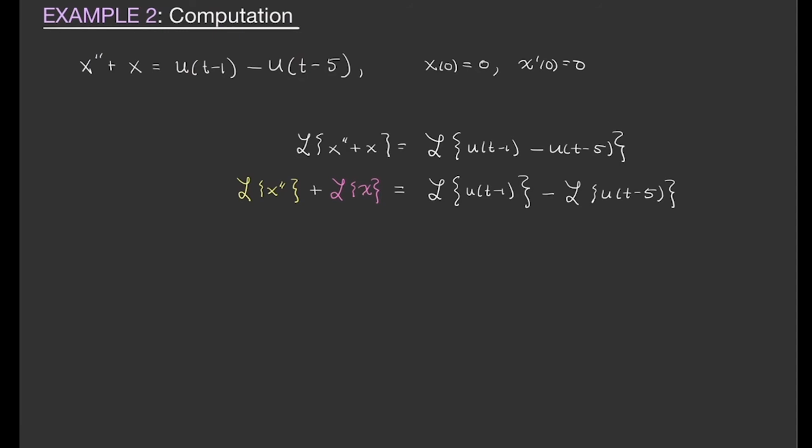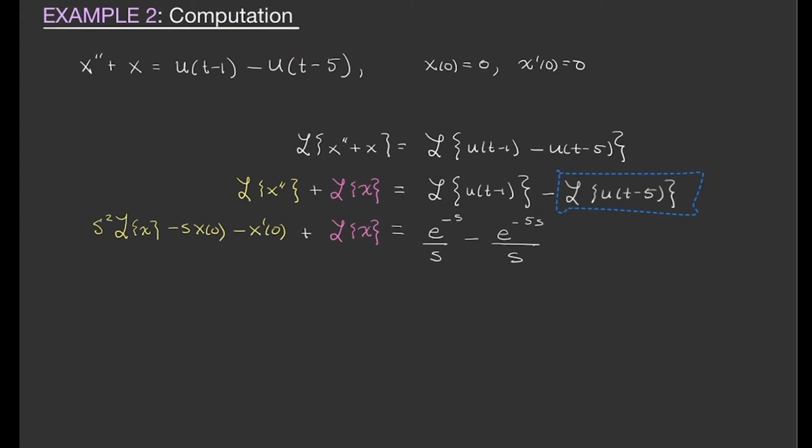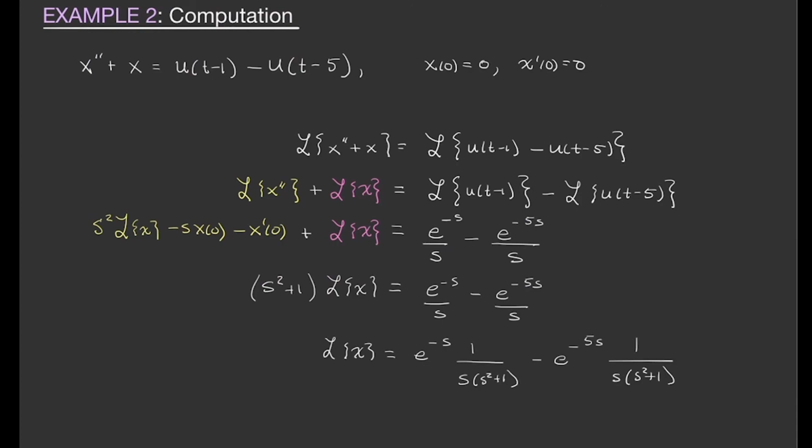Now, making the appropriate replacements, we'll get that the Laplace transform of u(t minus 1) is this, using the Laplace table. Using the Laplace table again, we get that the Laplace transform of u(t minus 5) is this. Subtraction remains. Using the definition of the Laplace transform of a derivative, we'll make the substitution here. We know that x of 0 is 0 and x prime of 0 is 0, that means these terms will disappear. We finally solve for the Laplace transform of x, and we get this expression.